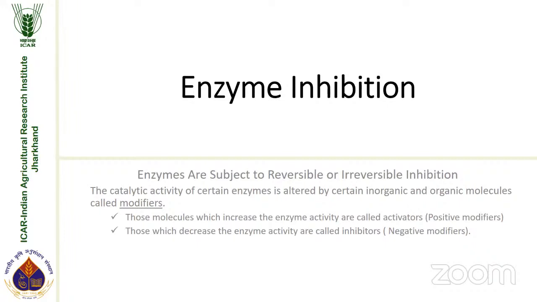So this mistakenly comes into our mind that these are irreversible inhibitions. Just get it that all are reversible inhibitions. Basically, any organic molecule which can modify, enhance, or retard the velocity of an enzyme is called a modifier. If it is a positive modifier, we call it an activator.